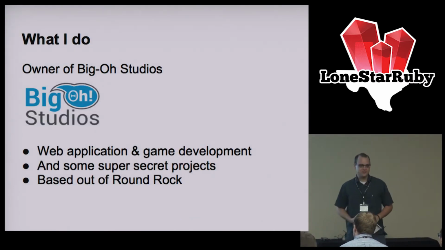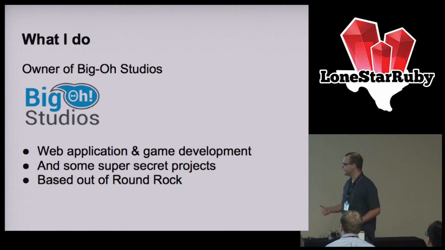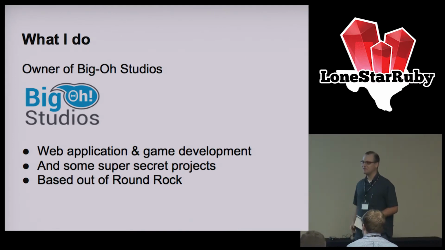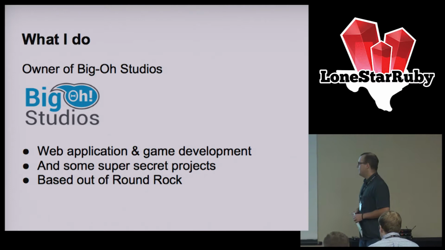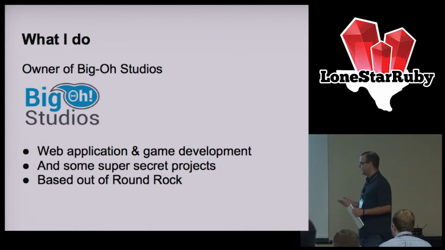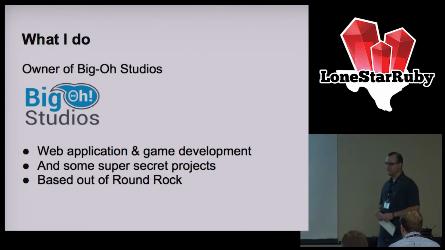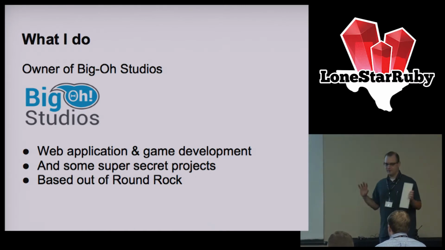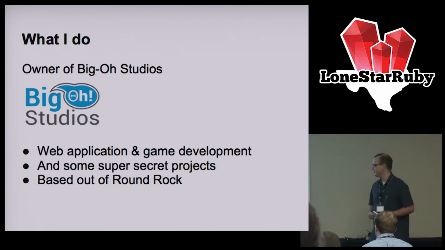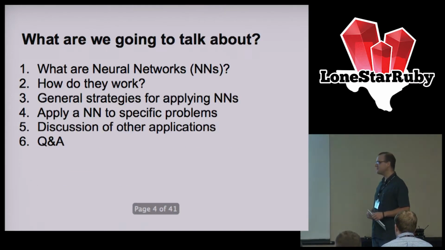I own Big O Studios, order of complexity there. That's a consultancy up in Round Rock. We do web applications in a Ruby-based web framework that must not be named because this is a Ruby conference, right? I also use Node.js, writing a book in that, and I do Unity 3D development as well. Sometimes that all is in the same project. And of course, I've got my super secret projects I can't talk about, but we all have those, right?